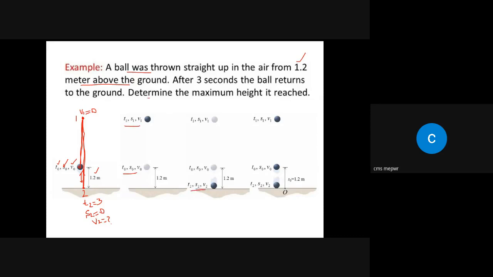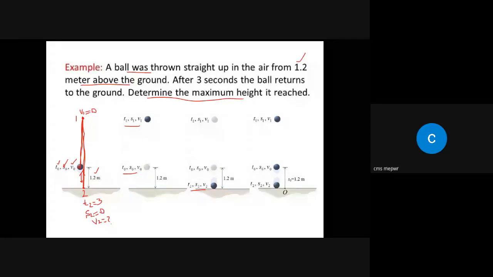So what they are asking is to determine the maximum height. What do we need to find out? The distance from ground to S1. We need to find this S1 because this is the highest position. They are asking basically to find S1.